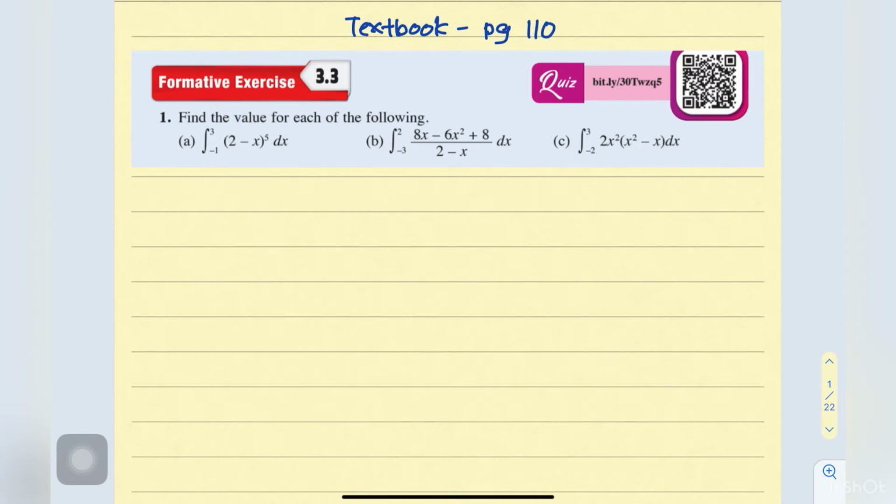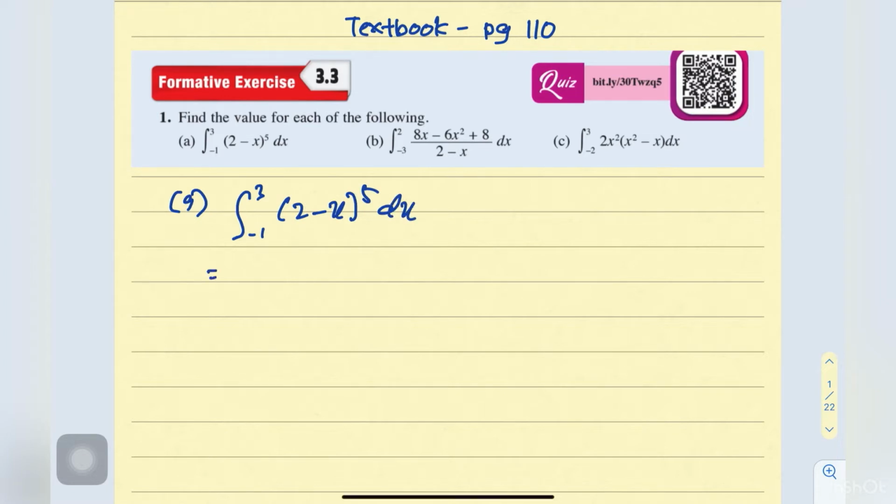Assalamualaikum, hello. We are going to continue our discussion on formative exercise 3.3, page 110, textbook. Okay, question number 1A, integrate from -1 to 3 of (2 minus x) power of 5 dx.